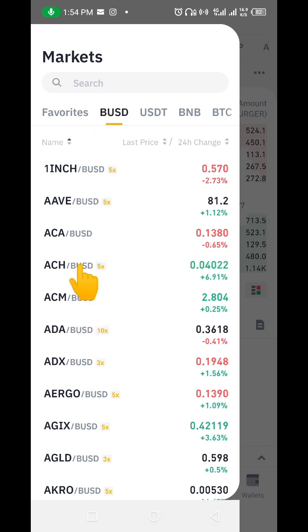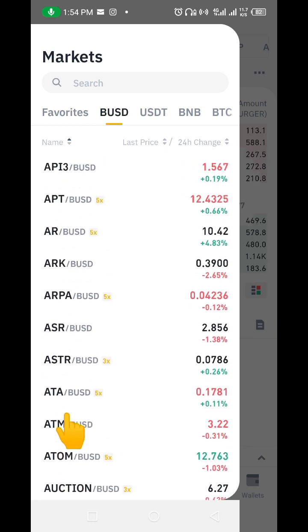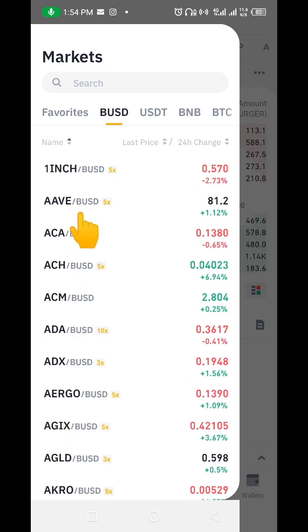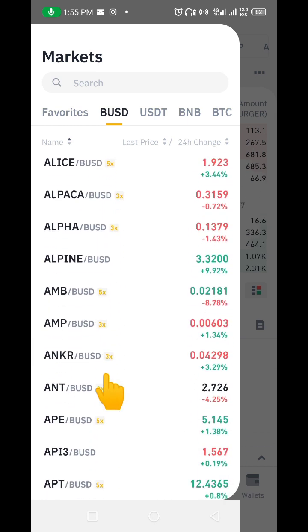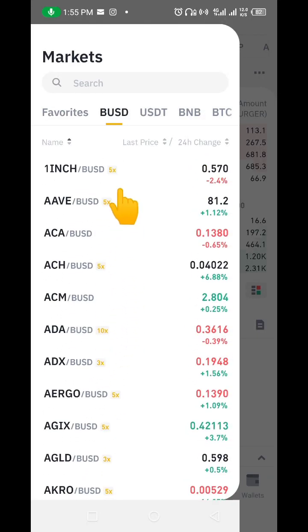So if I click this icon here now, it's going to bring me here. You're going to see different coins, different tokens here that you can buy. So you can see them all here, right? You can see 1INCH, you can see AAVE, you can see ACA, you can see ACH, you can see ACM. Now, for you to know which coin you think is okay to buy, you can check here. You can see some of those coins are already doing 5x. Some are doing 3x. You can see this one doing 10x.